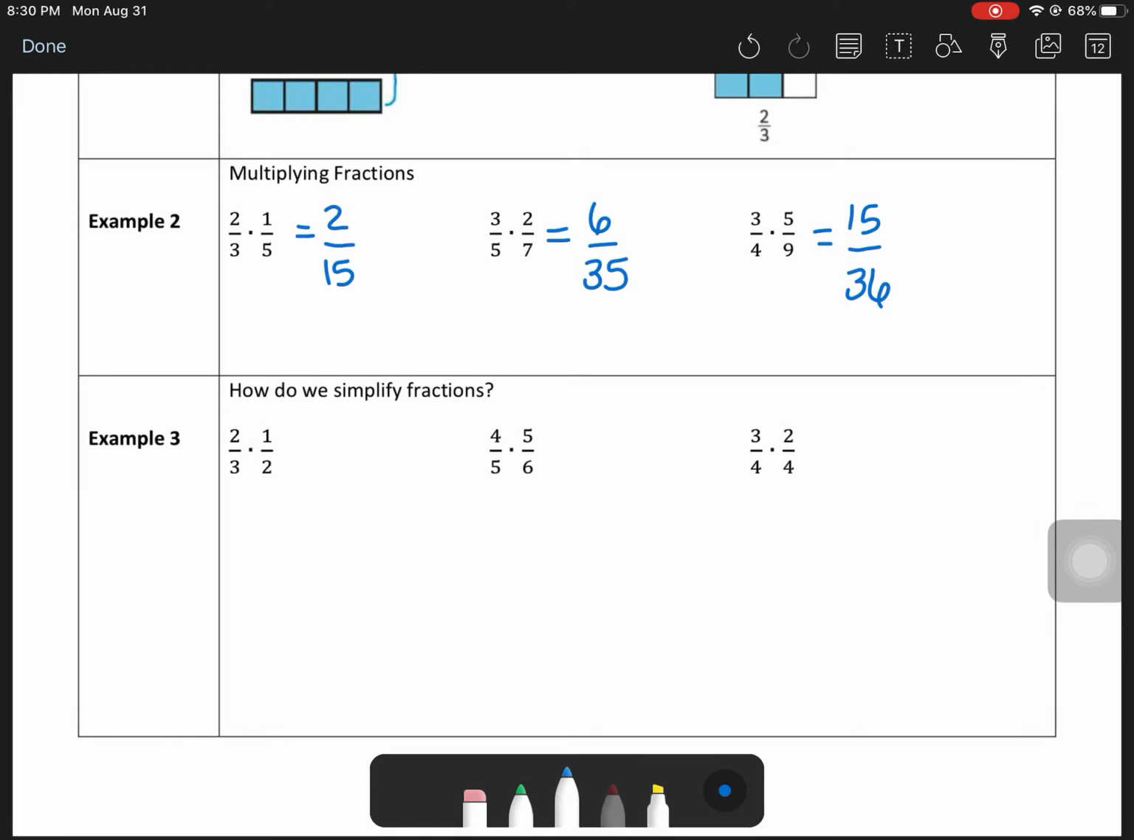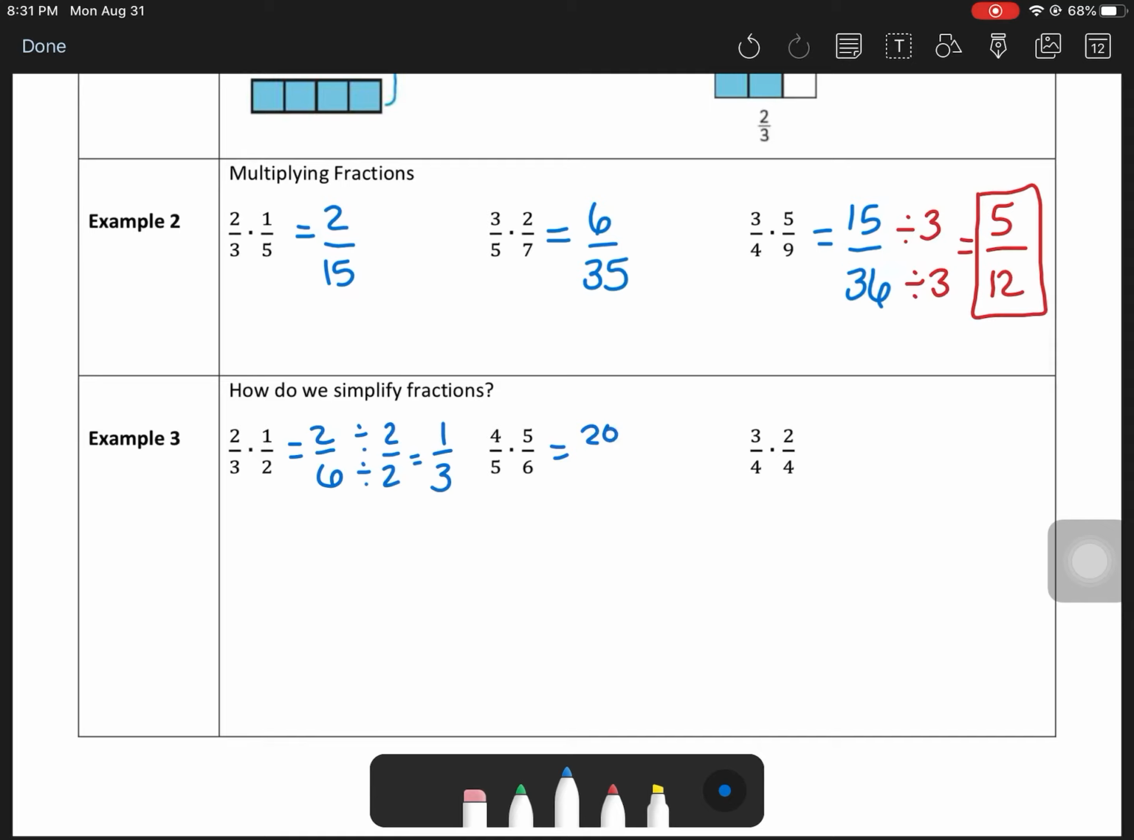Now in this case, we can see that both of these can be divided by 3. 15 divided by 3 is 5, and 36 divided by 3 is 12. So this is simplifying a fraction, putting it in its reduced form. Again, how do we simplify fractions? Top times top, bottom times bottom, and we want to divide by what they both could be divided by, which is 2. So we get an answer of 1/3.